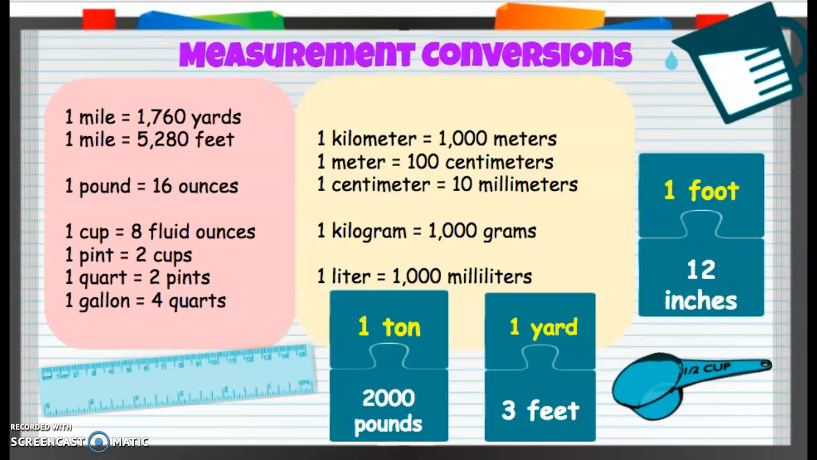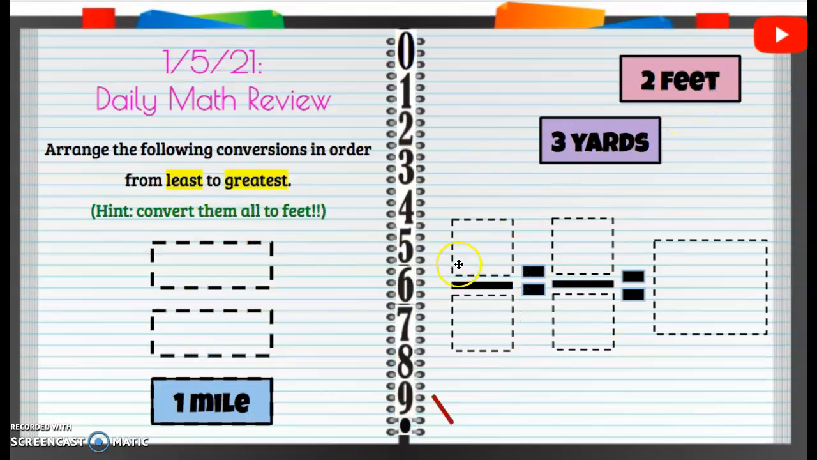So if we look at our conversion chart, feet and yards, there's 3 feet in 1 yard. So when we do our conversion, let's convert these 2 feet. We can put that over 1. And let's convert it to yards, and we're trying to get rid of those feet. Now remember, we said there's 3 feet in 1 yard.